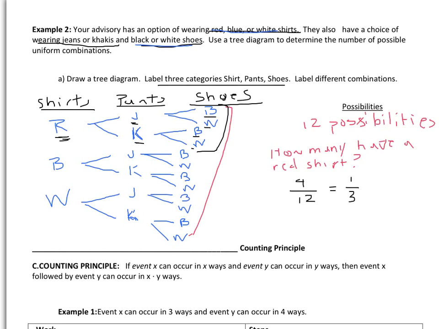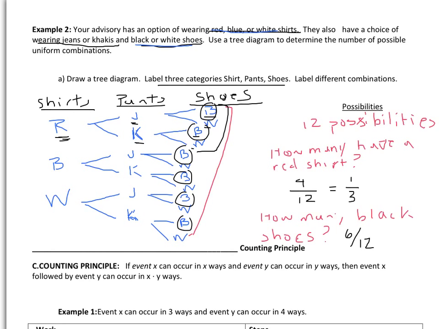Okay, what if I asked you how many with black shoes? So what's the chance of having an option with black shoes? Well, let's look at just how many there are with black shoes. We have 1, 2, 3, 4, 5, 6. So 6 out of a total possible combinations of 12, that means you have a half of a chance of wearing black shoes.